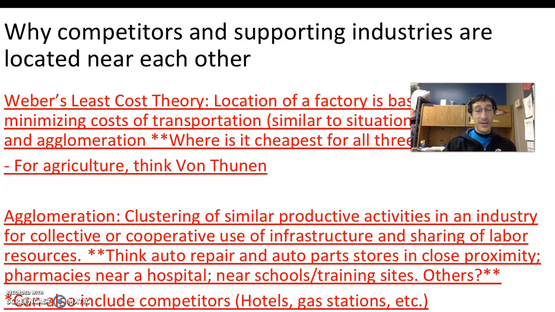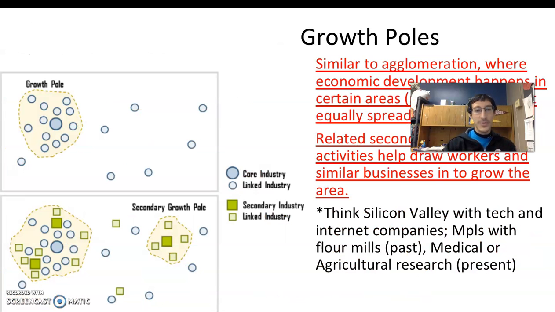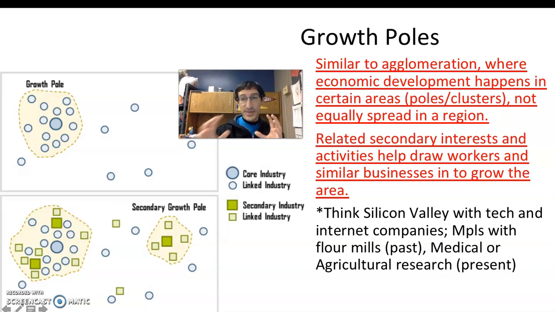It can also include competitors, people who are really close. I see hotels and restaurants being very close to each other, same with gas stations. And then the final one is growth poles, which are specific industries that go together because they can be specific to certain regions. Think Silicon Valley: it's agglomeration of certain industries, and then they grow out from there. And that wraps up situation factors.